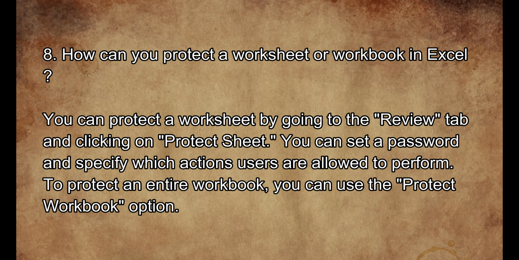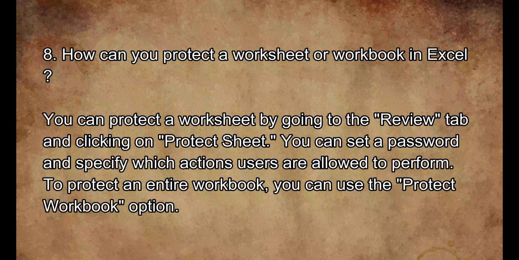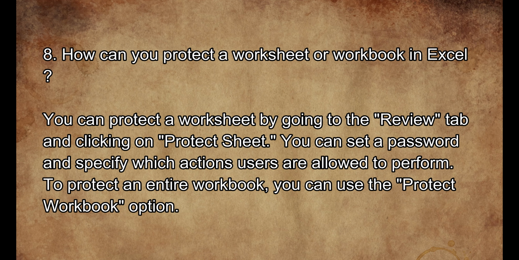8. How can you protect a worksheet or workbook in Excel? You can protect a worksheet by going to the Review tab and clicking on Protect Sheet. You can set a password and specify which actions users are allowed to perform. To protect an entire workbook, you can use the Protect Workbook option.